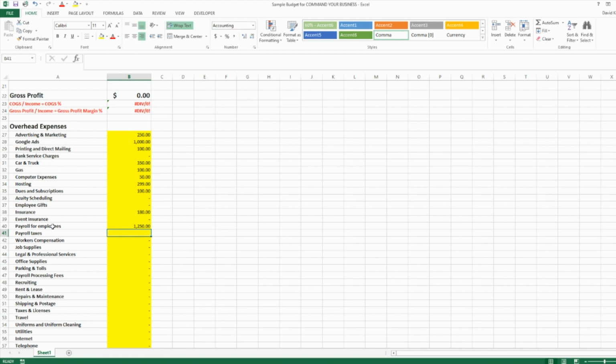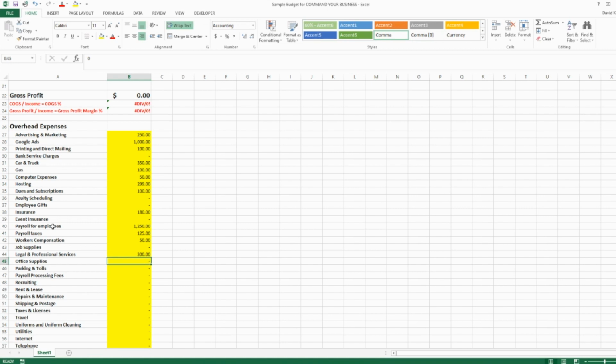You can usually assume about 10% for your payroll taxes, so I'll do a formula for that. Now my workers' comp, back to that, that's $50 a month. Any miscellaneous job supplies that you have to get your job done will be put here. I'm going to skip this. My legal and professional fees. I do pay my accountant every month, so I can count on that $300 a month as the expense.